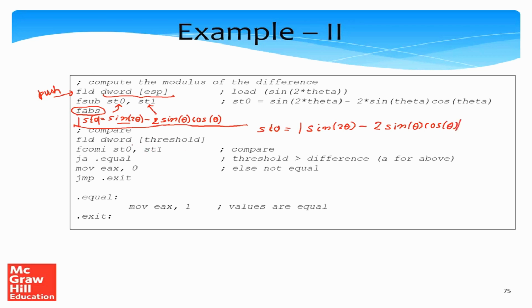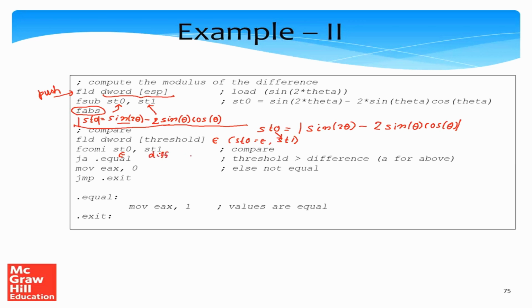Alright, now let us read in the value of the threshold, which is epsilon, the maximum possible deviation between two quantities that are deemed to be equal. When we load its value, it will get loaded to ST0. So ST0 will contain epsilon, and the new ST1 will contain the previous contents of ST0, because we just pushed the stack, which is this difference. So let us compare ST0, which is epsilon, and ST1, which is the difference.